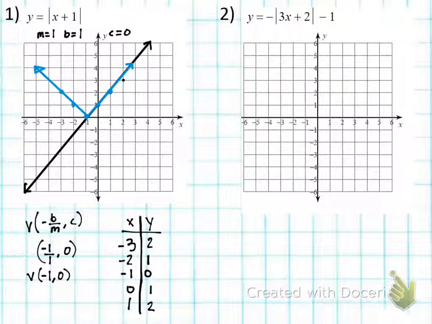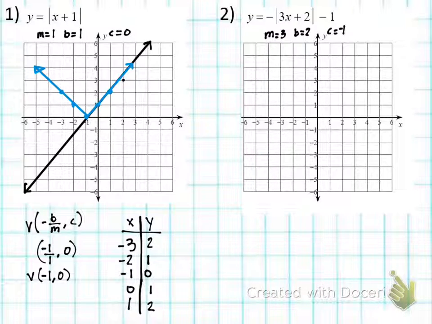Now look at number 2. This one's a little bit harder. First thing I do is check to make sure that it is in the correct form. It is. We have our m is 3, b is 2, and our c is negative 1.